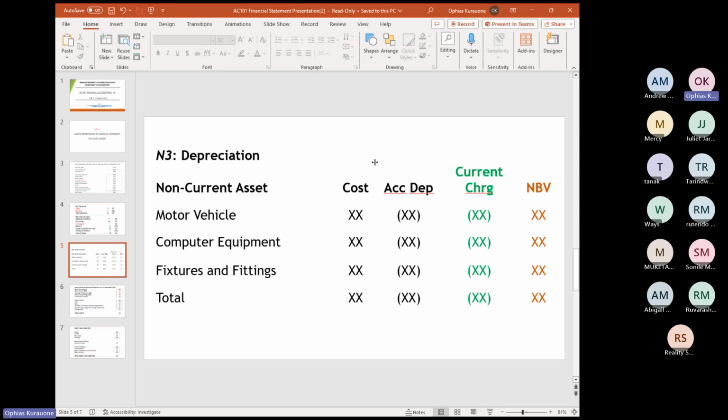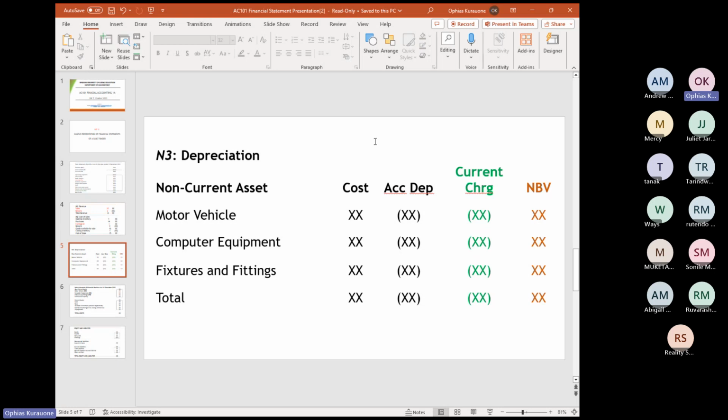So depreciation sometimes depends on the company. Some companies use the straight line method of depreciation. Some use the reducing balance method of depreciation. Some also use the sum of digits method, depending on the organization. But this should follow proper international financial standards when you are dealing with depreciation.